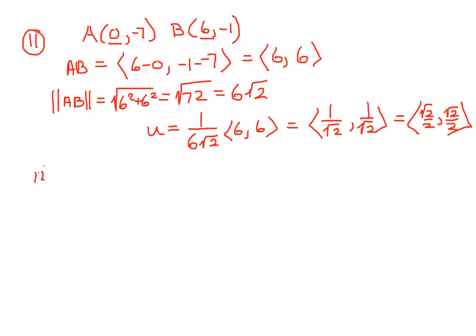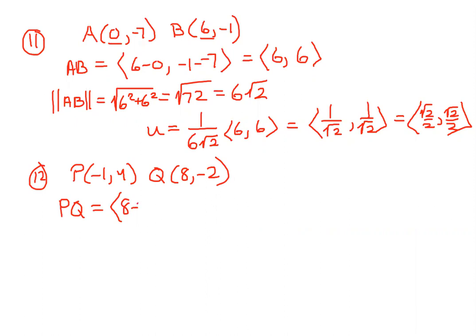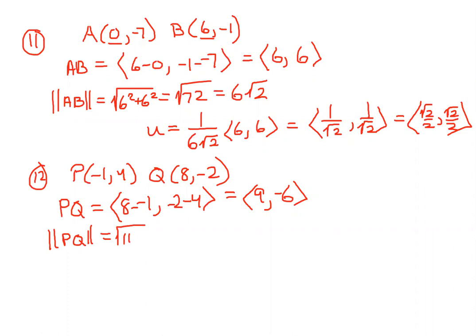And the last one, number 12, is the same. We've got P is -1, 4, and Q is 8, -2. Finding the vector in component form, 8 minus -1, -2 minus 4. Remember, you have to go in that order. So this is going to be 9, -6. Finding the magnitude, that equals the square root of 117, which is 3 times the square root of 13.